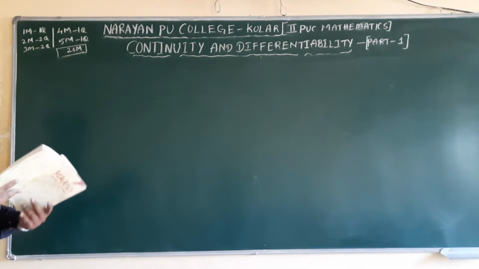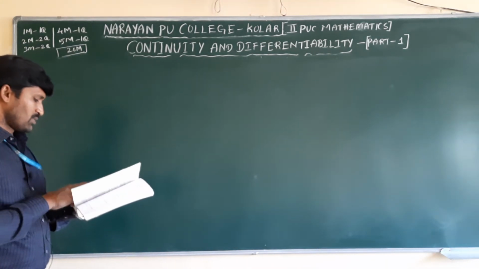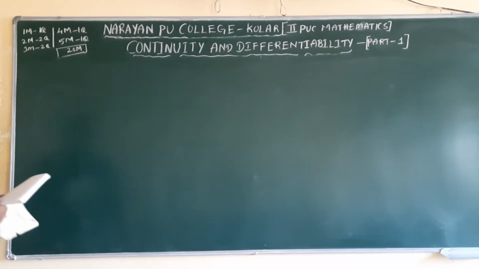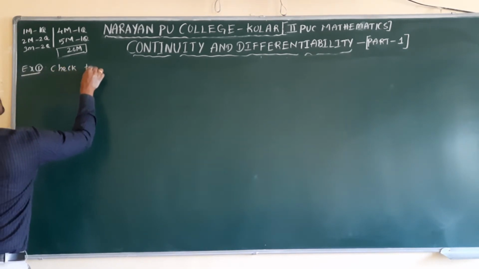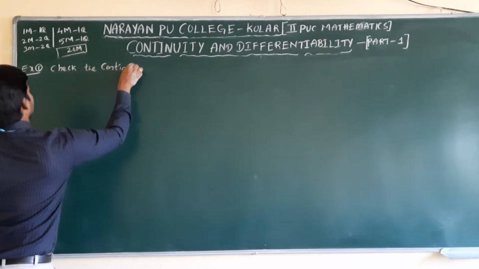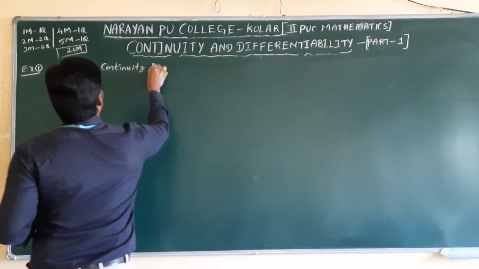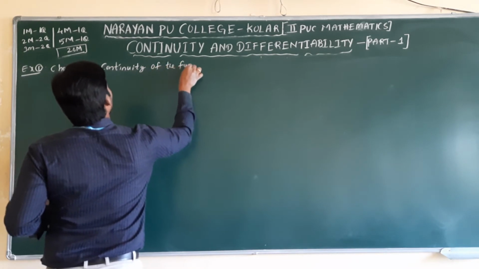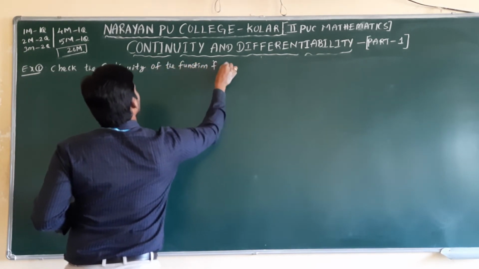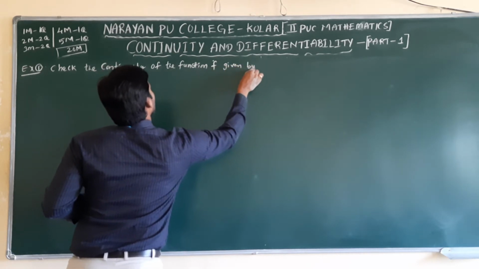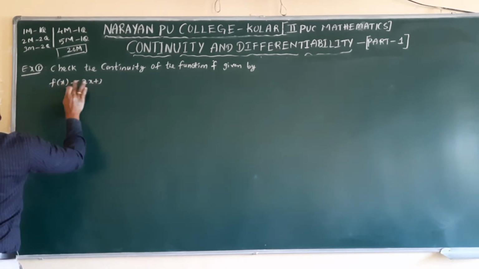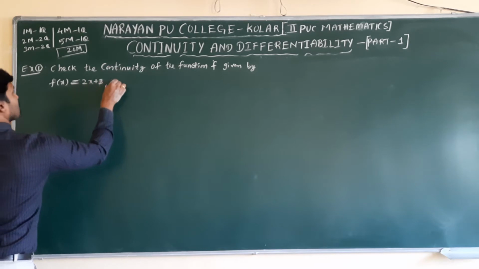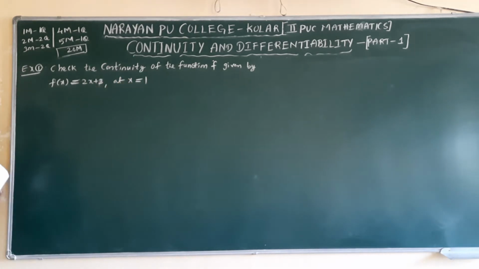Now we are going to discuss a few examples based on the concept. Example 1: check the continuity of the function f given by f of x is equal to 2x plus 3 at x equal to 1.